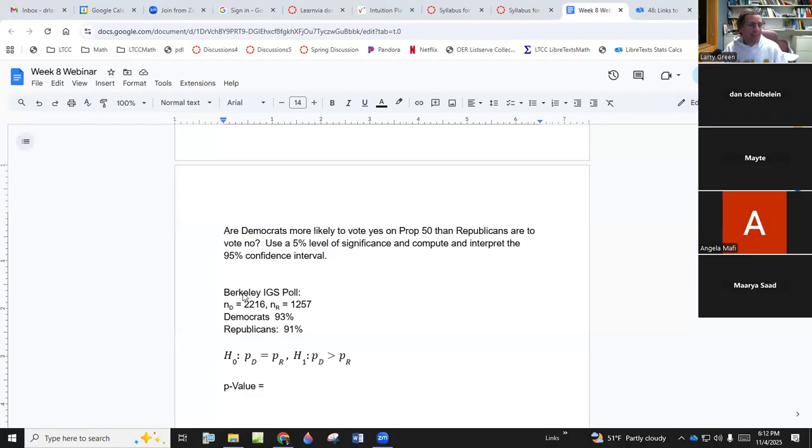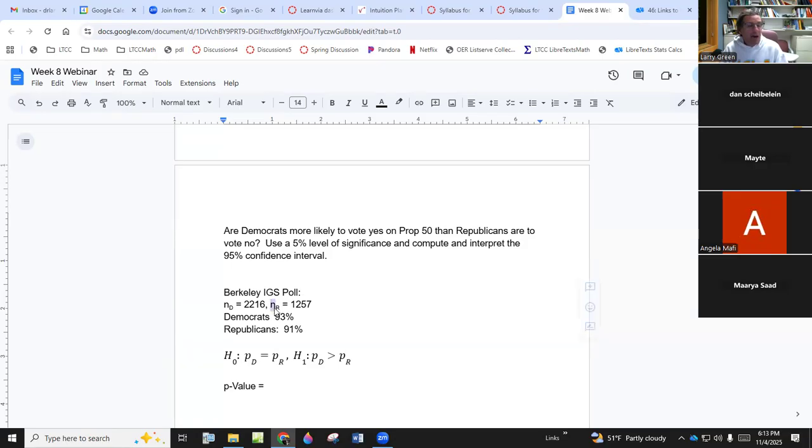Okay. And in this case, it was a Berkeley IGS poll. I always like to cite my resources. This is real. And what they asked, ND means the number of Democrats that were surveyed, and there were 2,216. Those are going to be Democrats who are likely voters. I'm not going into the details of this, but they use stratified sampling. I read the whole article, but we can't go into everything, but hopefully you know what that means from the first chapter or two.